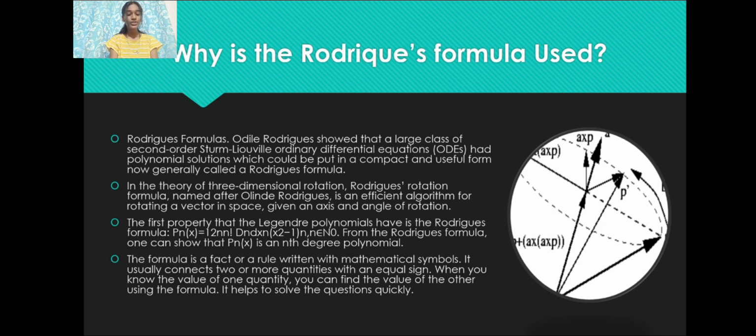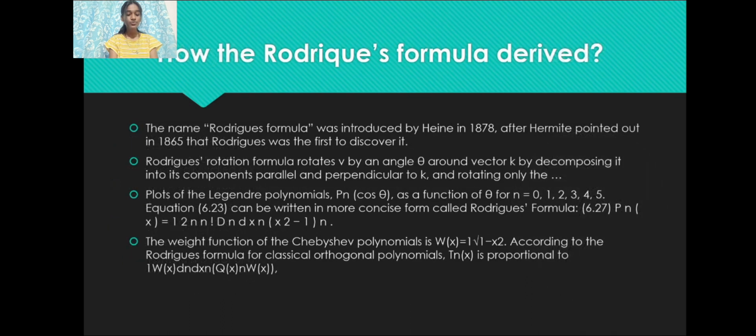So, how is the Rodrigues formula derived? The name Rodrigues formula was introduced by Hermite in 1878, after Hermite pointed out in 1865 that Rodrigues was the first to discover it. The Rodrigues formula rotates v by angle theta around vector k by decomposing it into components parallel and perpendicular to k and rotating only the perpendicular part. Thus the function of theta for n equals 1, 2, 3, 4, 5 and so on, equation 6.23, can be written in a more concise form as Rodrigues' formula.